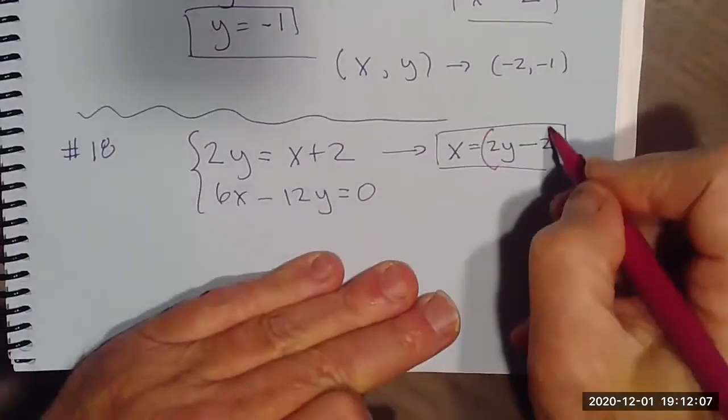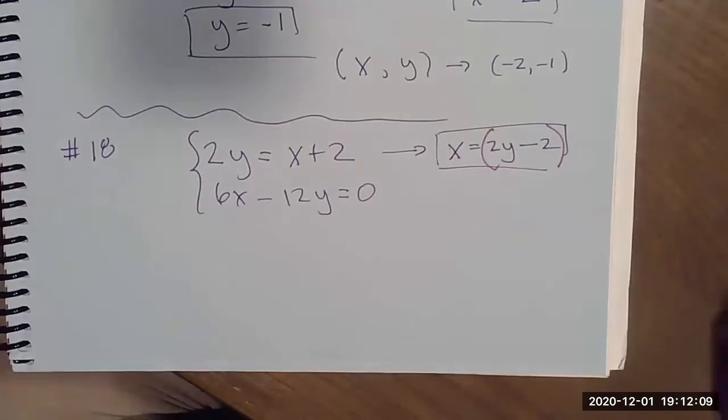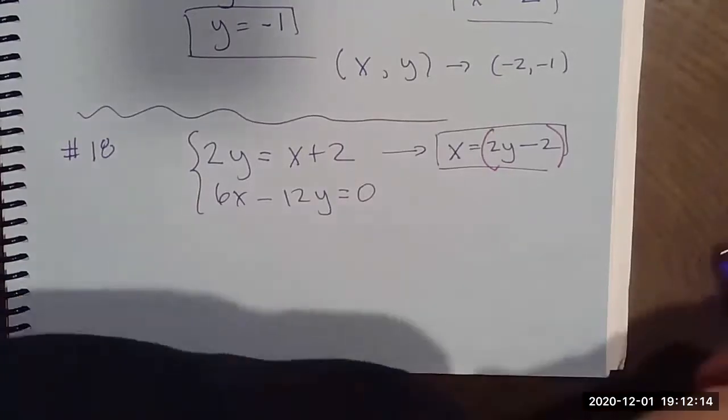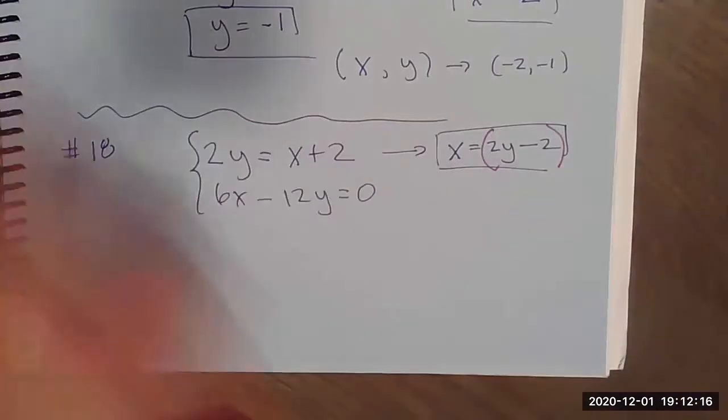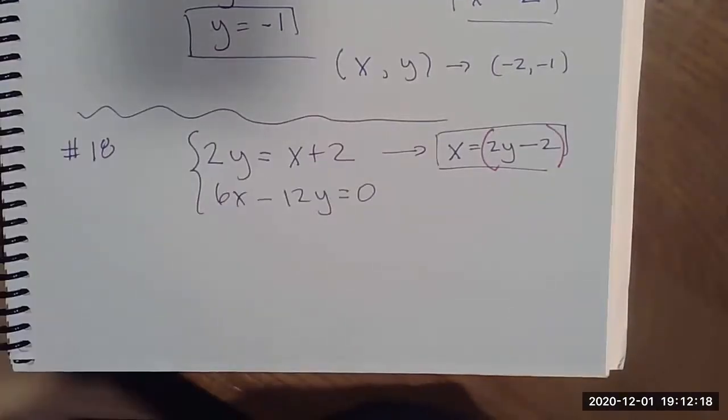So then you're going to plug that in, right? I'm going to plug that into the bottom equation. Yes. Then I got 6 multiplied by 2y minus 2 in parentheses, minus 12y equals 0. Yes. Now I have 12y minus 12 minus 12y equals 0.